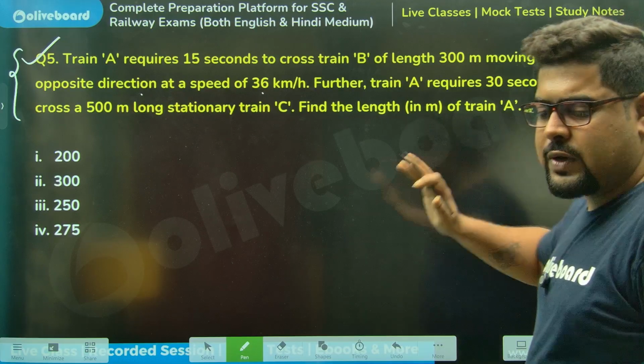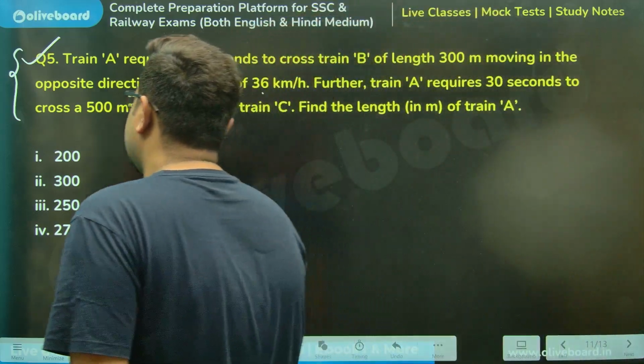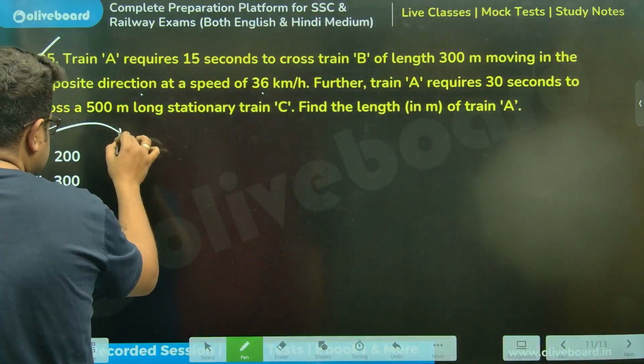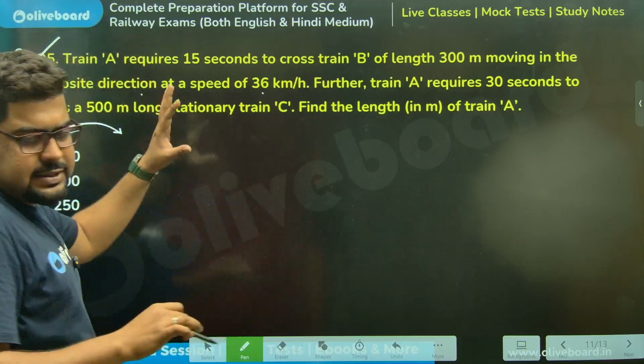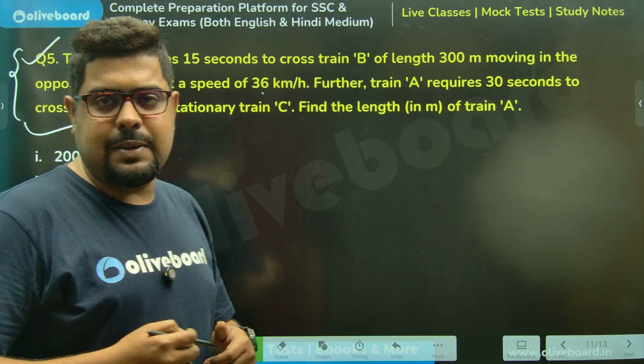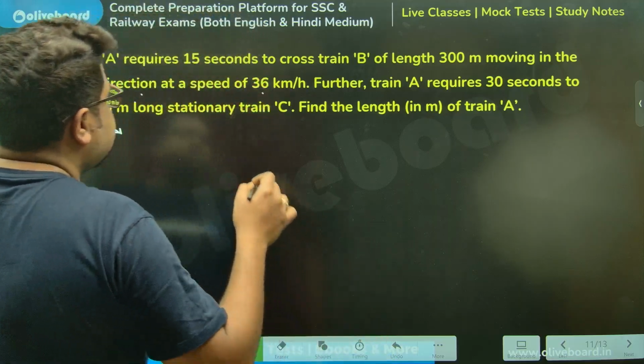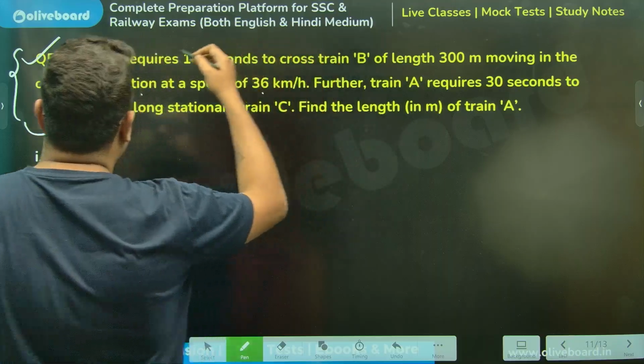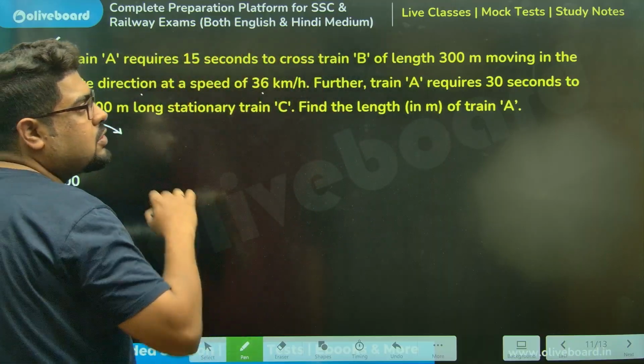So if it is okay, if you want, I can go with equations, because there are 3 trains, it might become a little puzzling. Train A requires 30 seconds to cross 500 meter long train C.